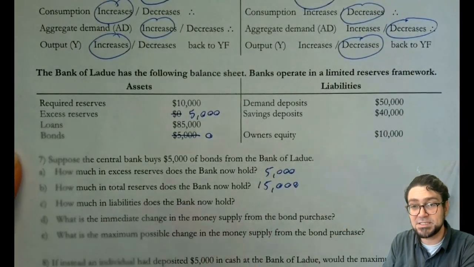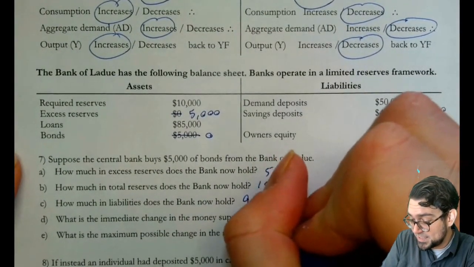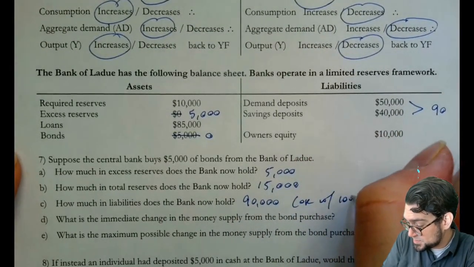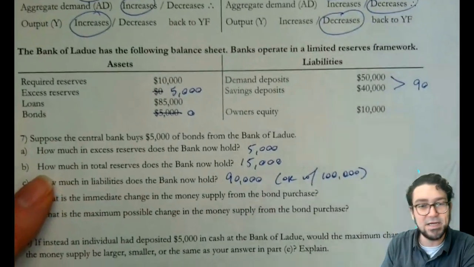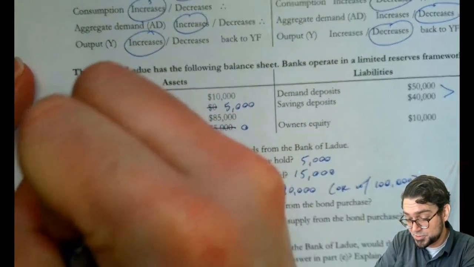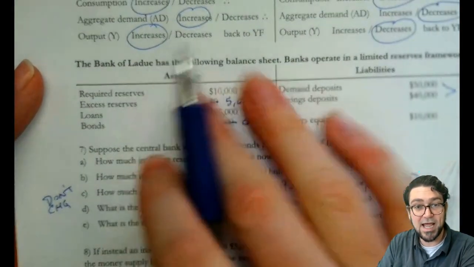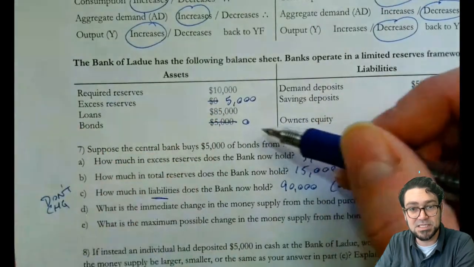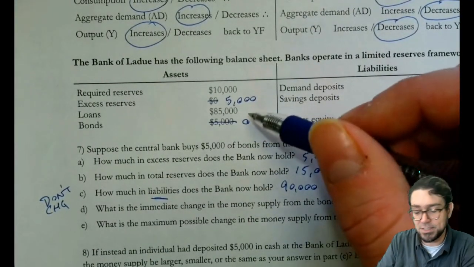How much in liabilities do they hold? Well, if you count these as the pure liabilities, you can say 90,000. I would be okay with 100,000 if you wanted to include the owner's equity. That's really not a big deal. But really, what we're saying here is that liabilities don't change when the assets are just changing. And in fact, the total amount of assets isn't changing, right? You can add it up and still see they didn't change how much they have. It just transformed one type of asset into another.